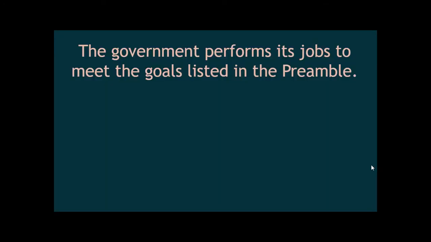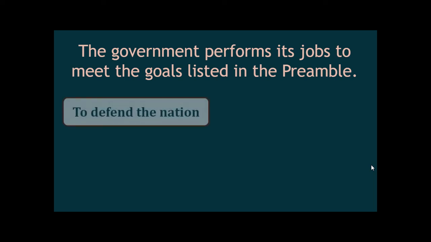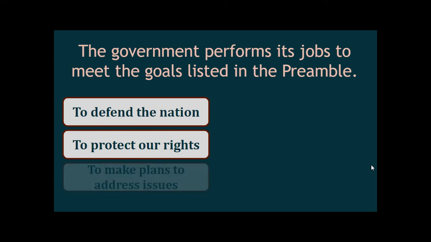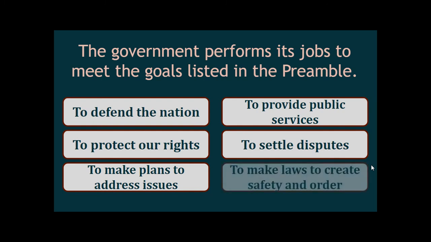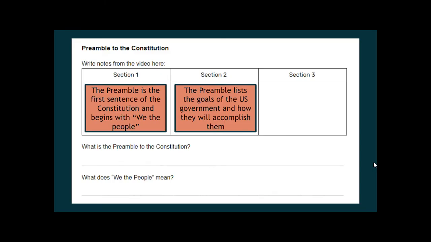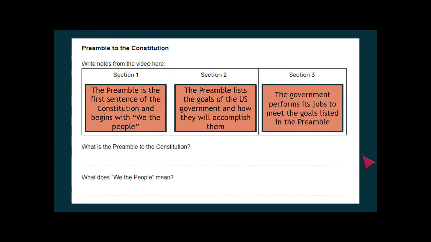Moving on to section 3, the government performs its jobs to meet the goals listed in the preamble. These are the jobs that we've already learned about at the very beginning of the year. So the jobs of the government are to defend the nation, protect our rights, make plans to address issues, provide public services, settle disputes, and make laws to create safety and order. So the government does all of these things to meet the 6 goals that are listed in the preamble. At this point, fill in section 3 of your notes. The government performs its jobs to meet the goals listed in the preamble.